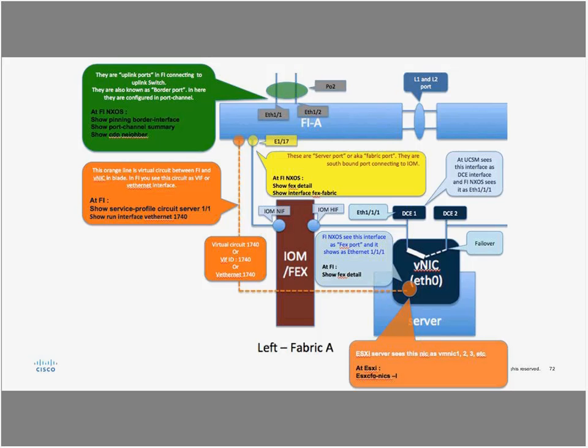And if you would like to find out information about the virtual circuit all the way from the VNIC to the Fabric Interconnect, you will issue show service-profile circuit server 1/1, or show run interface vEthernet 740, and so on and so forth. Now, if you want to find information about uplinks leaving your network, you can issue the command show pinning border-interfaces, show port-channel summary. You could do show CDP neighbor, and that will tell you who you are connected with northbound.